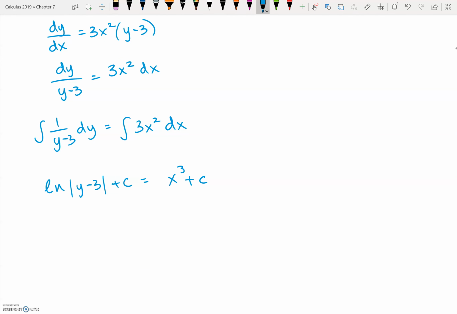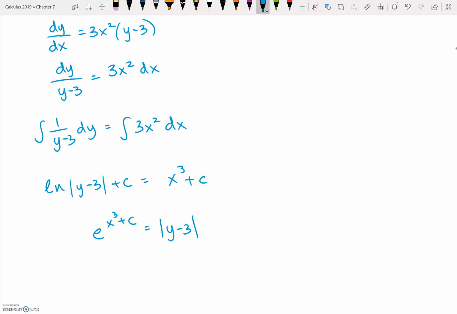Now I'm going to write this as an exponent, and this is a log base e, so e to this power equals this, and then I'm going to get rid of the c there, because that doesn't matter when we're next to our y. So we're going to say this is e to the x cubed plus c equals absolute value of y minus 3.